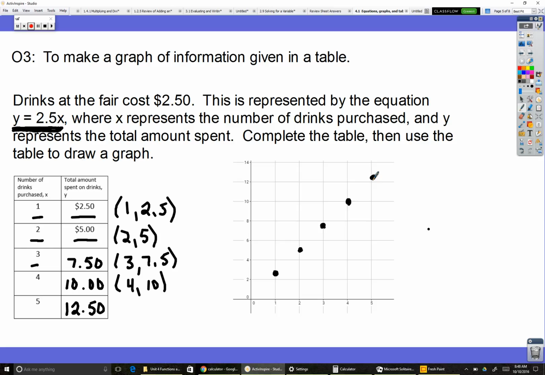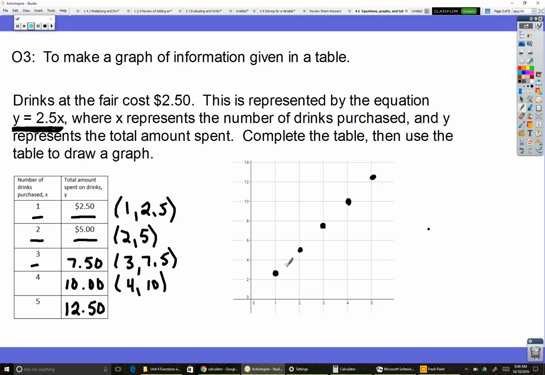Okay, well let's see what happened if we did draw a line. If I drew a line, then I could have amounts in between, like I could have 1.5, and it looks like it would be maybe around 4. Would that be possible? No. Why? Because you can't buy that. You can't buy a half of a drink.